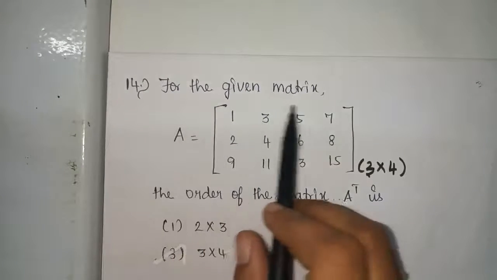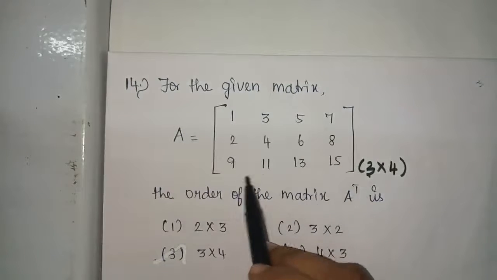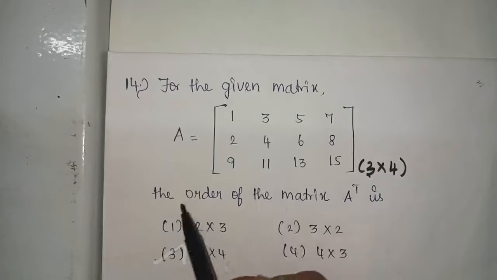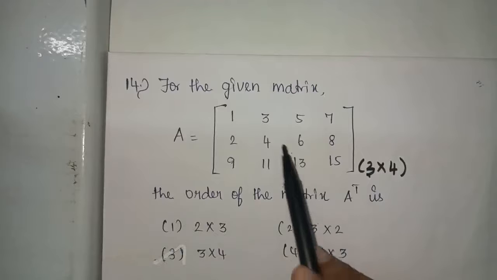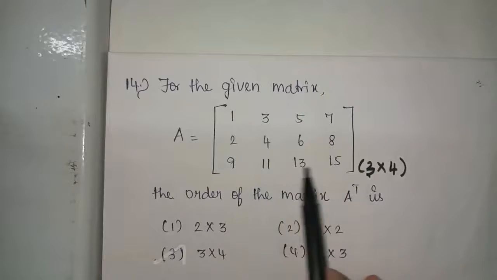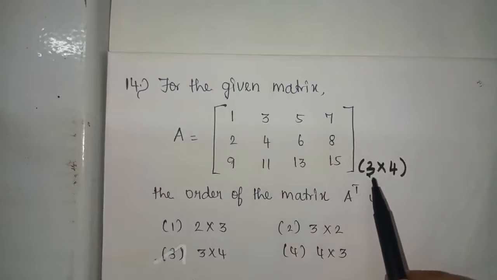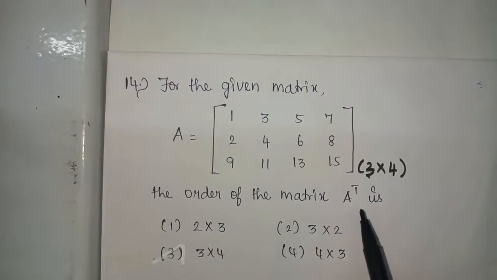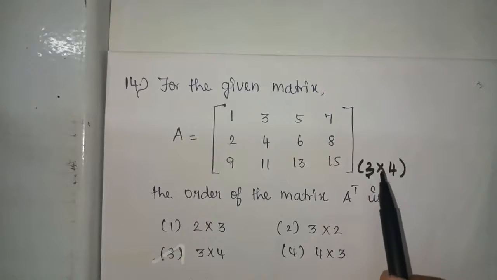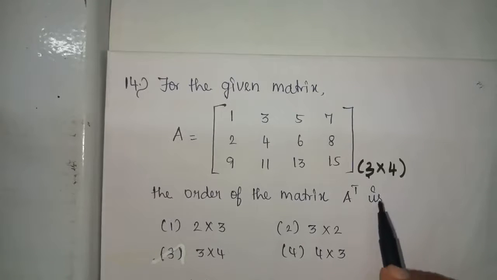Question number 14. For the given matrix A = [1, 3, 5, 7; 2, 4, 6, 8; 9, 11, 13, 15], the order of the matrix A transpose is. First you have to find the order of matrix A. The number of rows is 1, 2, 3 and the number of columns is 1, 2, 3, 4. So the order of the matrix is number of rows into number of columns, that is 3 cross 4. If you take the order of matrix A transpose, the number of rows will be converted into number of columns and the number of columns will become your number of rows. So the correct option is 4 cross 3.